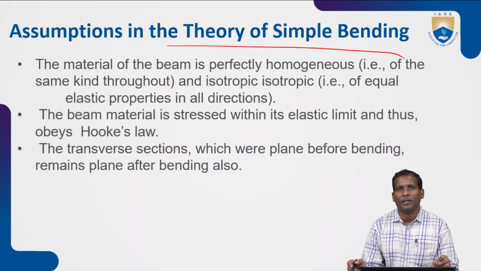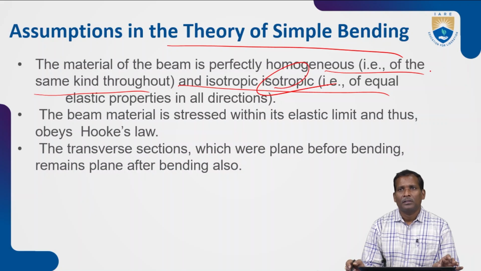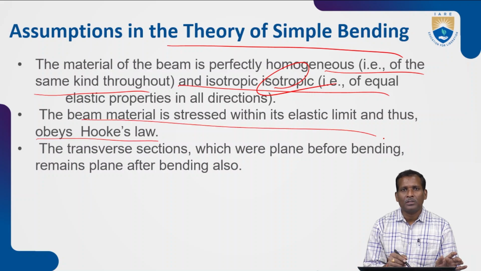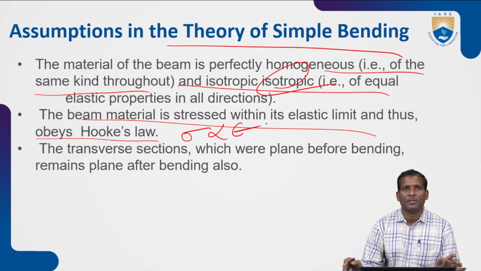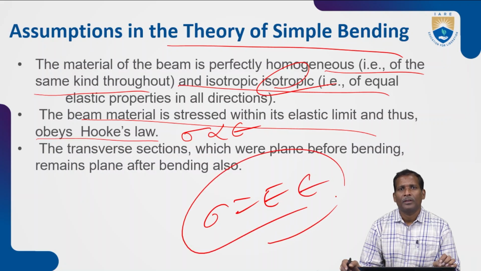So what are the assumptions in the theory of simple bending? For deriving the theory of simple bending, we have to take some assumptions. The material of the beam is perfectly homogeneous, that is of the same kind, and isotropic, that is of equal elastic properties in all directions. The beam material is stressed within the elastic limit and thus obeys Hooke's law. According to Hooke's law, stress is directly proportional to strain, so you can write stress is equal to Young's modulus multiplied by strain. The transverse sections which were plane before bending remain plane after bending also.